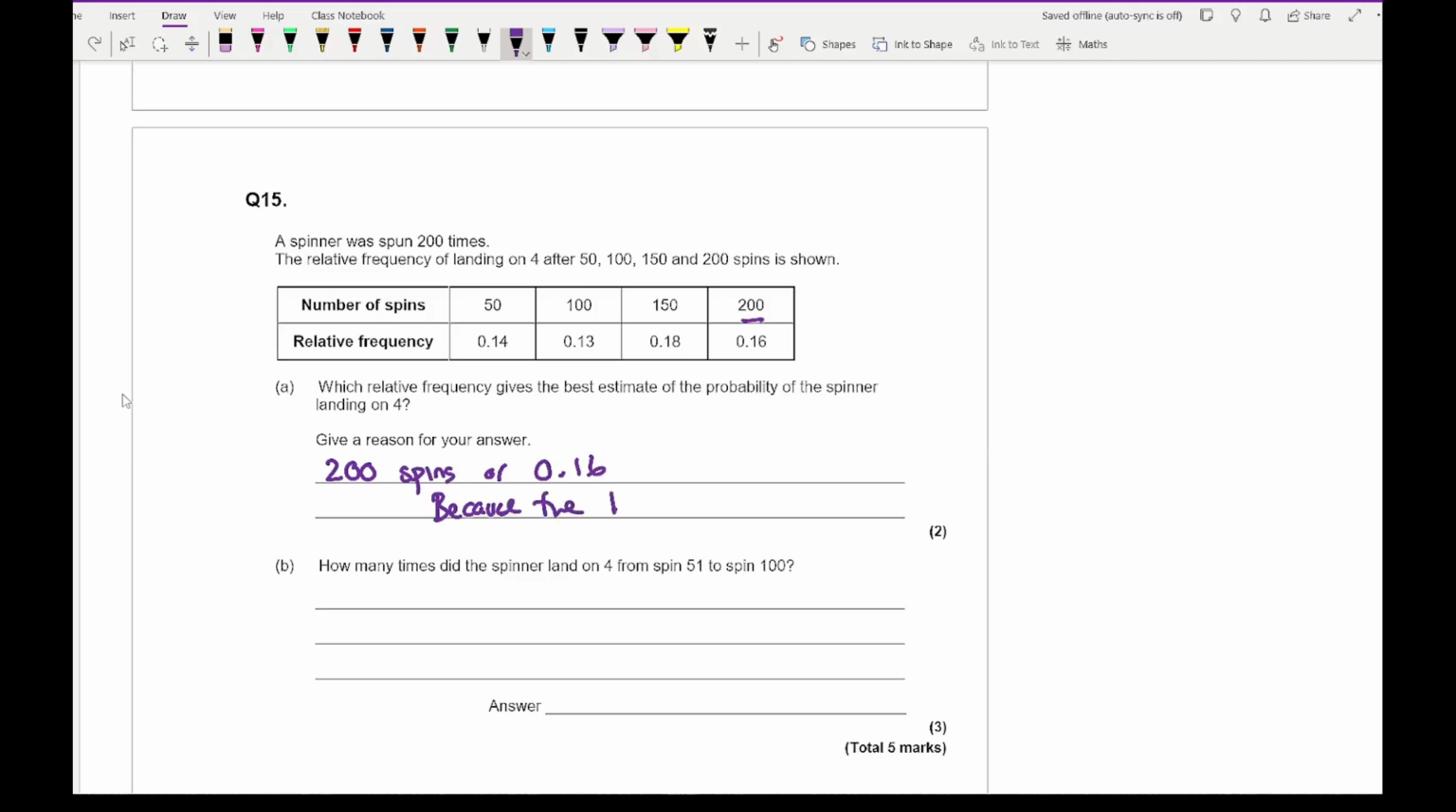the bigger the number of trials, or the more trials, the more accurate the probability.